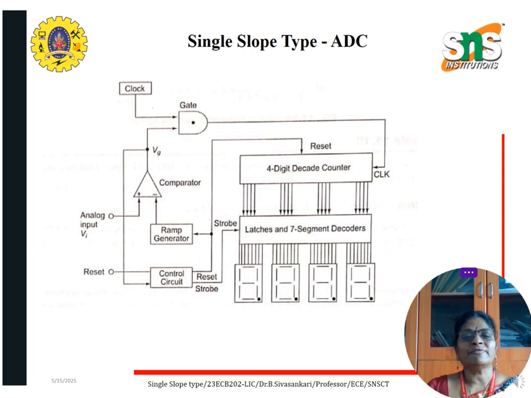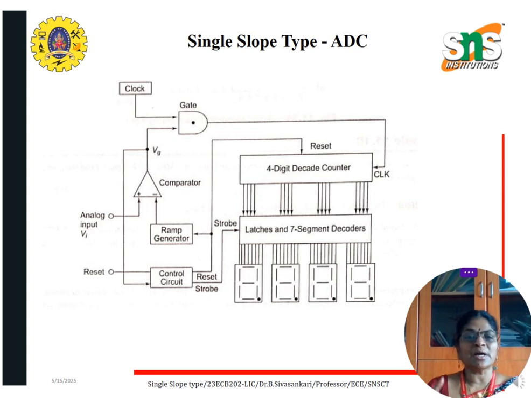The main thing in the single slope is that in the direct type we don't use a clock, but in this integrated type we are using a clock. This is the main difference between the direct type ADC and the indirect, integrated type ADC. So for this AND gate, one input is given by the clock and the other input is from the comparator.